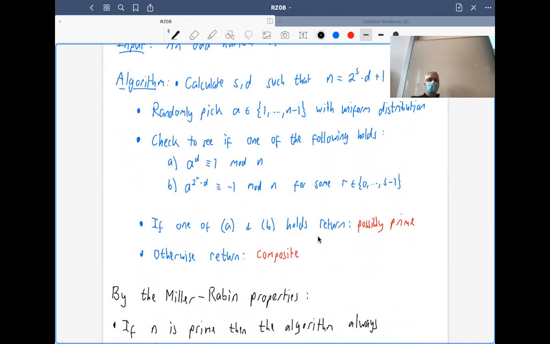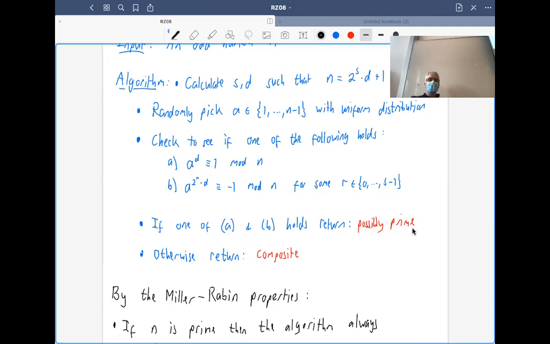So if one of the properties holds, we say, well, the number is possibly a prime number. And if neither of these properties hold, then we know the number is composite. Because if it were a prime number, one of these properties would certainly hold. So if neither of the properties holds, we return composite.